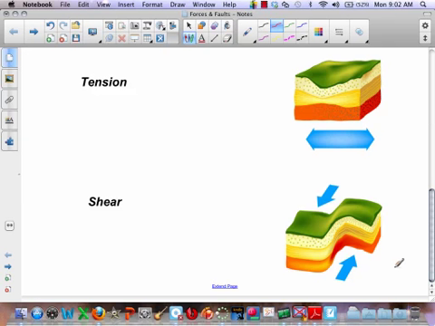All right, any question on those types of stresses before we move forward? True or false? Rocks are bendable. True, right? With enough heat and enough pressure, the rocks will bend.